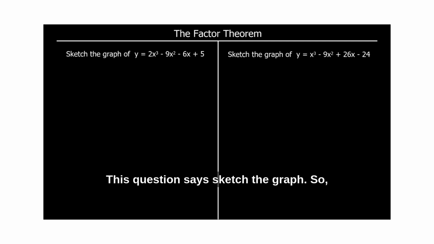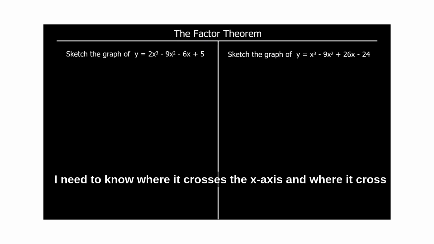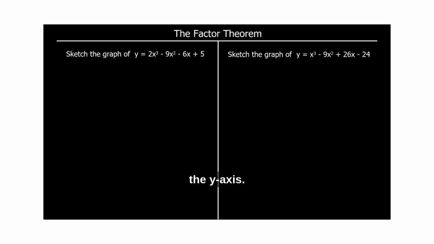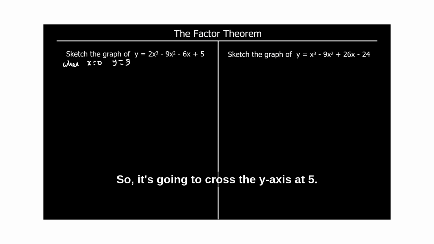This question says sketch the graph. So sketch the graph of y equals 2x cubed minus 9x squared minus 6x plus 5. To sketch a graph, I need to know where it crosses the x-axis and where it crosses the y-axis. So I know it crosses y when x equals 0. So when x equals 0, y is going to be 5. So it's going to cross the y-axis at 5. But to know where it crosses the x-axis when y is 0, I'm going to need to factorize this. I'm going to need to put it into brackets.